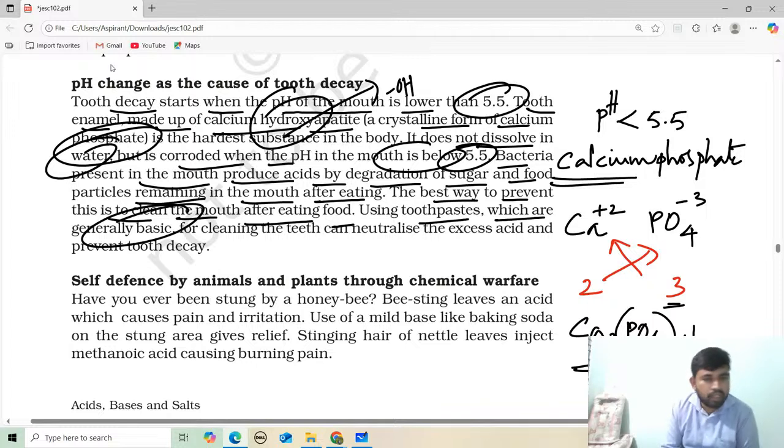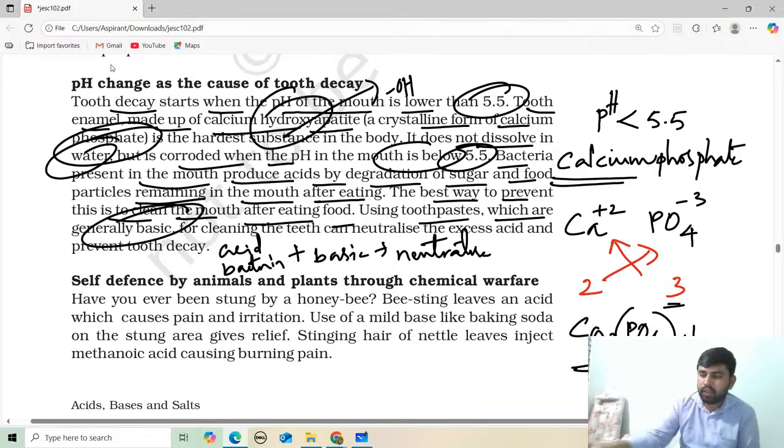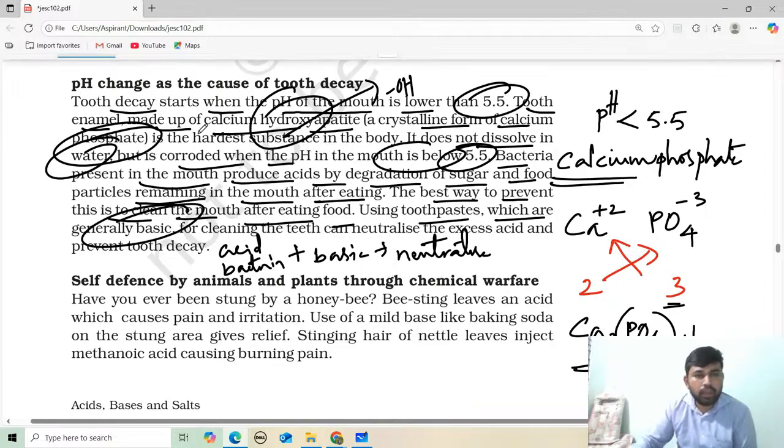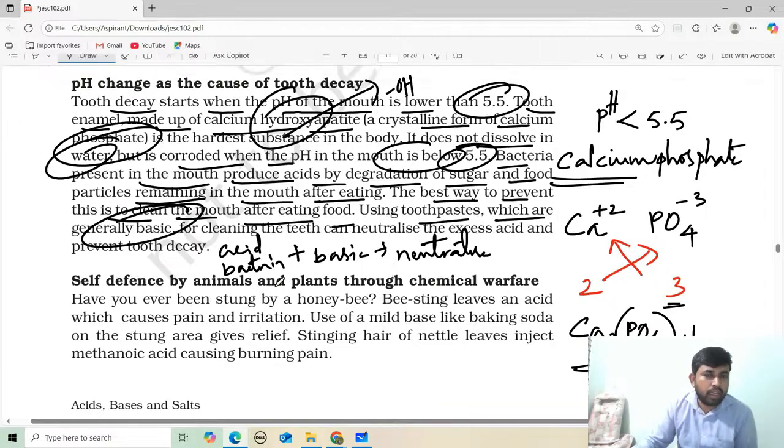Again, what do we have here? We have acid, because of some bacteria. Bacteria will produce acid. In the morning we take a brush, which contains base. Both will again be neutralized. If not, tooth decay is going to occur. That is the reason why we need to brush after eating, or in the morning.